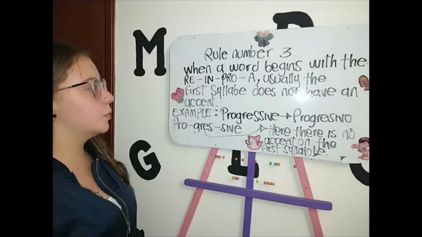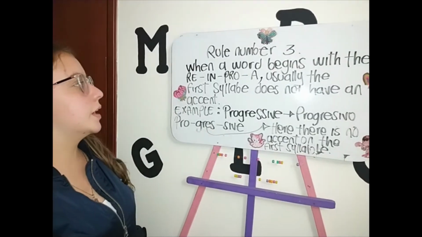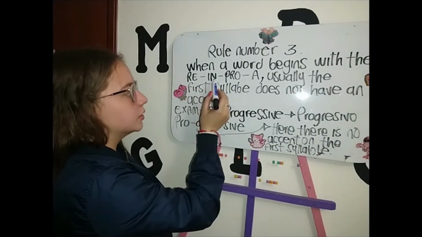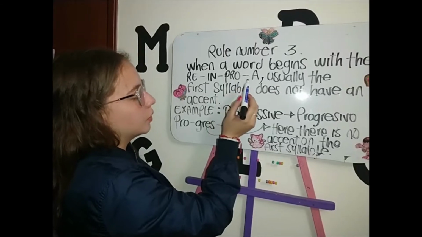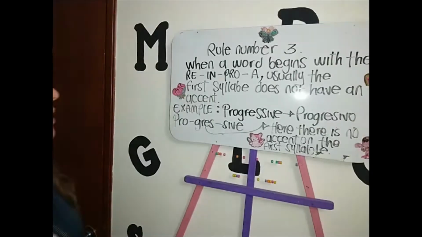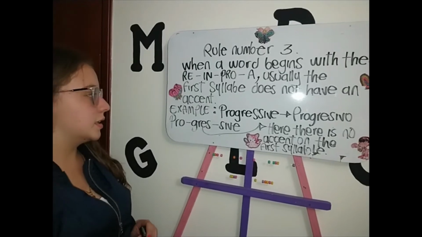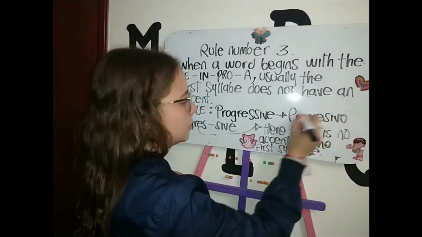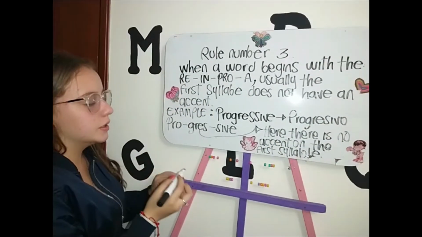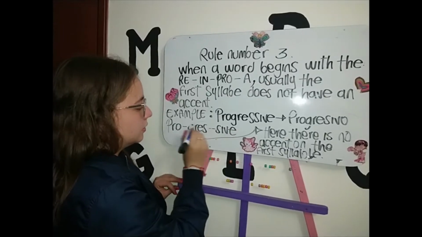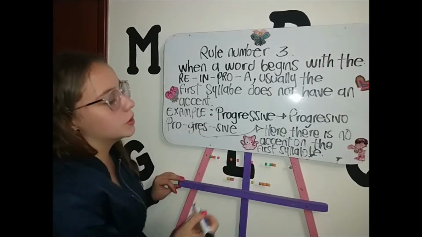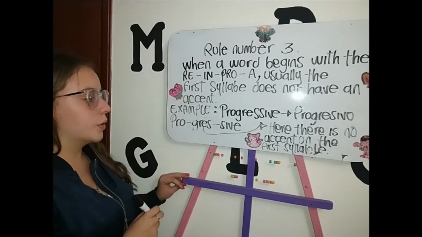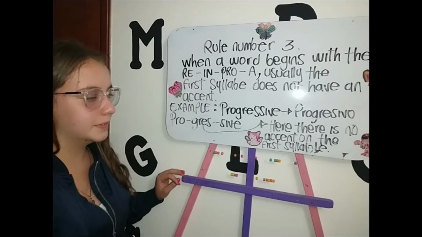Okay, this is rule number 3. When a word begins with RE, IN, PRO, or A, usually the first syllable does not have an accent. For example, progressive. ¿Qué significa progresivo? Progressive. In this part, here there is no accent on the first syllable. The correct pronunciation is progressive.